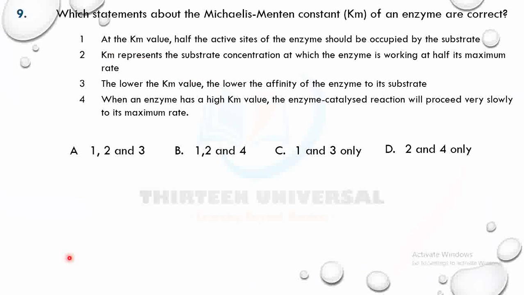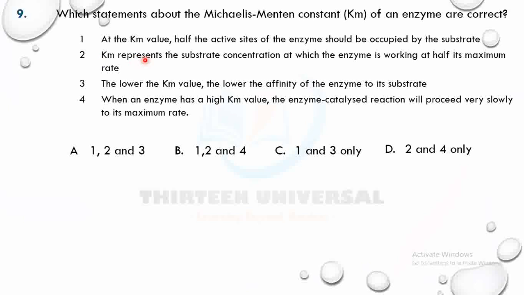All right, let's go. Number one says at the Km value, half the active sites of the enzyme should be occupied by the substrate. Is this correct? Make sure you pause the video and work on it. At the Km value, half the active sites of the enzyme should be occupied by the substrate. Yes. So Km is the substrate concentration at half Vmax. Vmax is when the active sites are all full of the substrate. Half Vmax means half of it. So number one is correct.